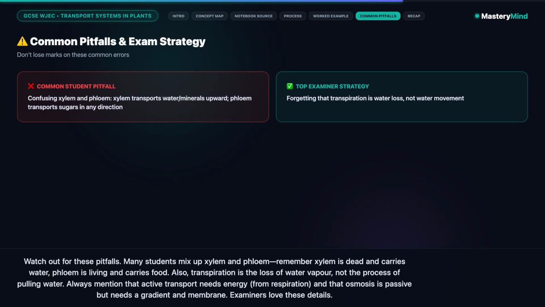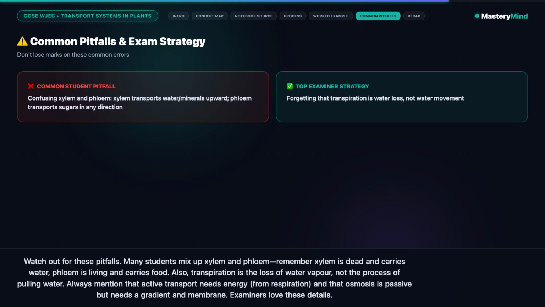Watch out for these pitfalls. Many students mix up xylem and phloem. Remember, xylem is dead and carries water, phloem is living and carries food. Also, transpiration is the loss of water vapor, not the process of pulling water.